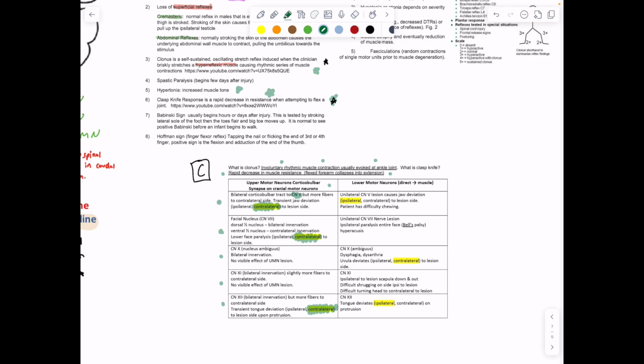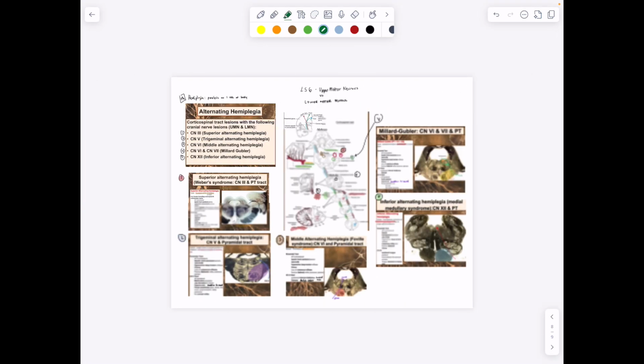For 10, you have bilateral innervation, so no visible effects. Bilateral innervation of 11, no visible effect. So it's really only the jaw, the tongue, and then the face ones that you need to know for corticobulbar. For lower motor neurons, right, that's after the corticobulbar tract, you're going to have ipsilateral, and then for cranial nerve 10, vagus, you'll have contralateral deviation of the uvula. All right, so contralateral of our uvula in the back of the mouth. All right, so I think we're just about done.